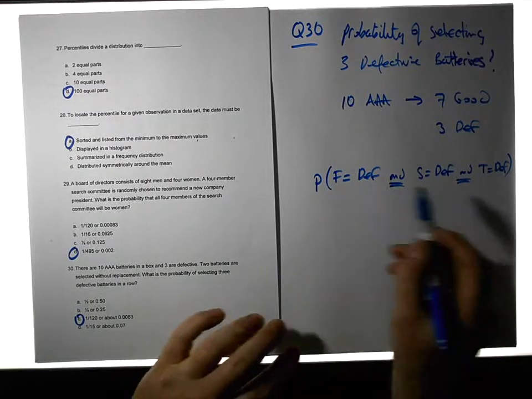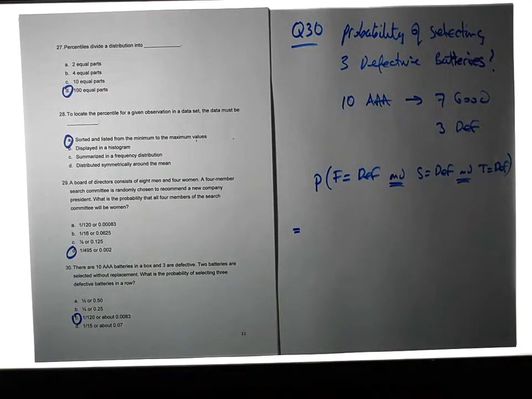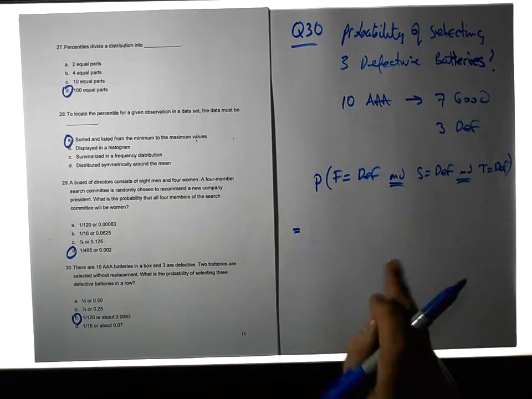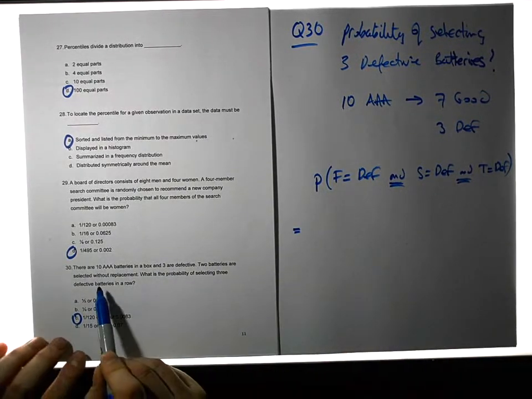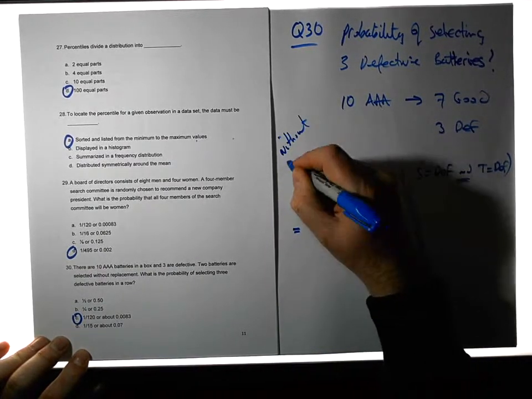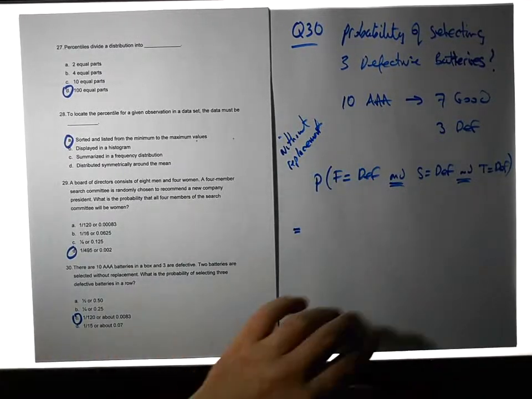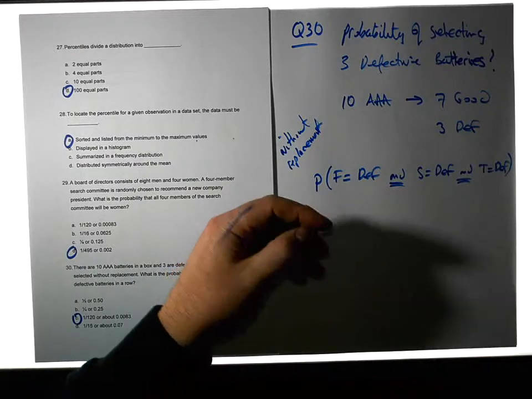So this effectively now becomes, and I'm probably being a bit too rigorous here in writing this out, a product, because we know that they're not independent of each other. It was without replacement, which basically means that after you select the first battery, you've got so many chances out of 10 for the first battery, but you don't put it back in.